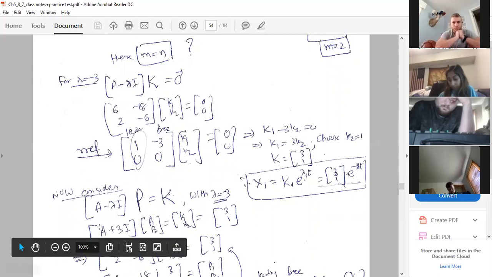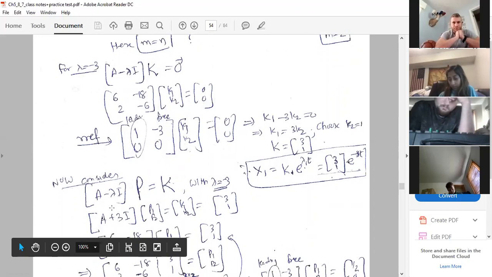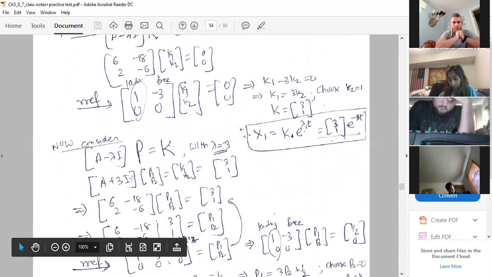So let me write again lambda equal to -3. We don't have any choice. (A plus 3I) P, where P is (P1, P2) and K is (K1, K2), that is 3 and 1. We have 3 and 1.